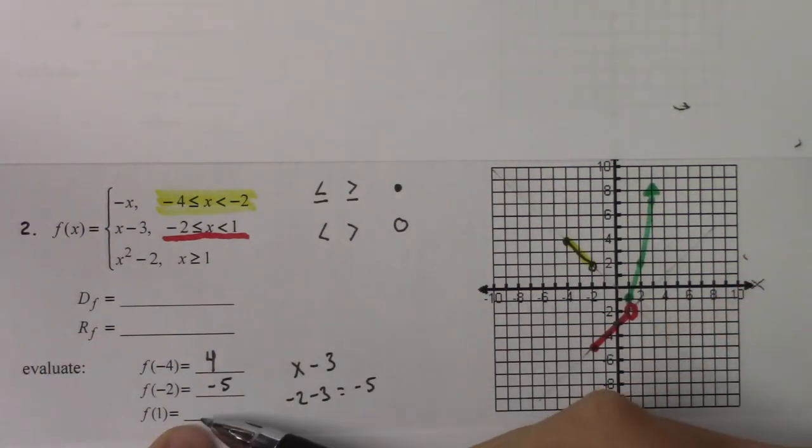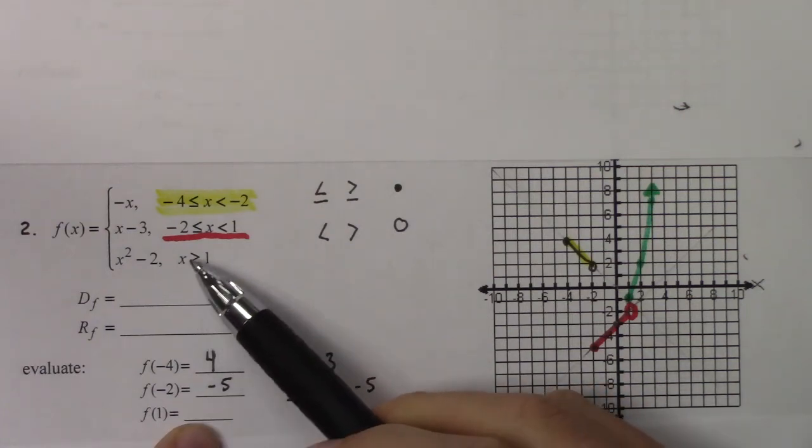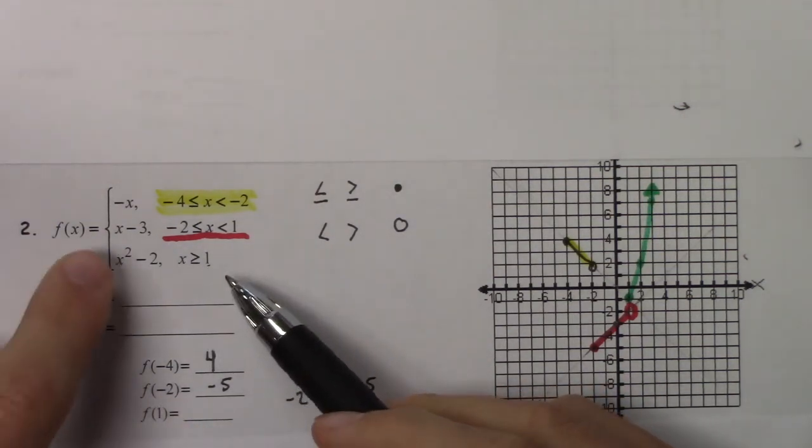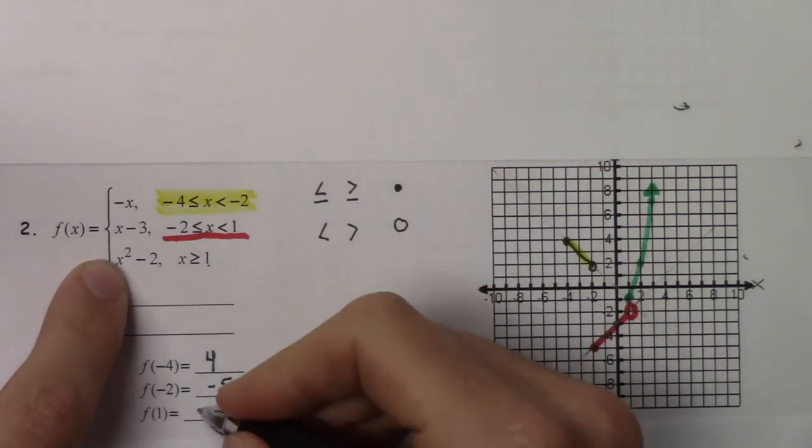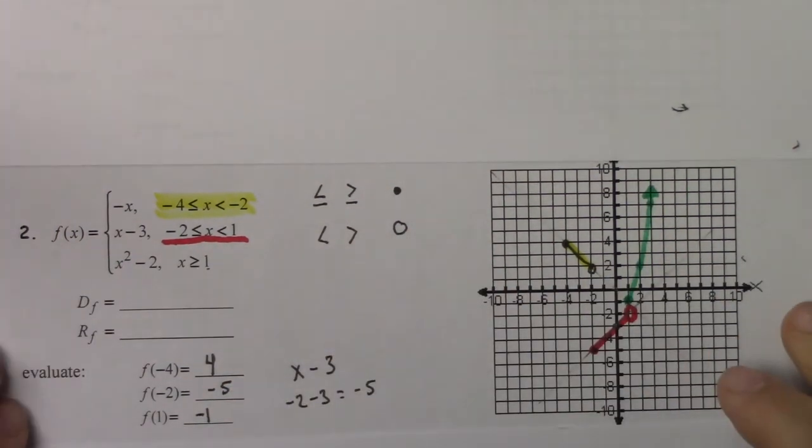And then finally, 1. I can plug in 1 right here. 1 is greater than or equal to 1. That is true, so plug it in. 1 squared is 1, minus 2 is a negative 1. I'm going to plug in one more value just for the sake of example.